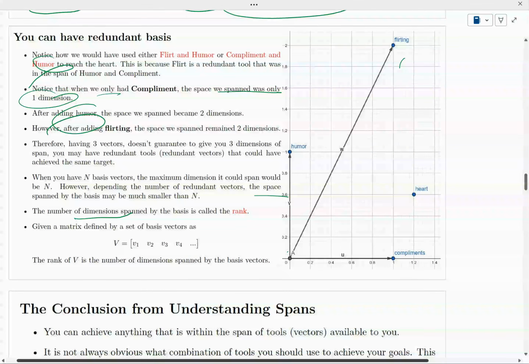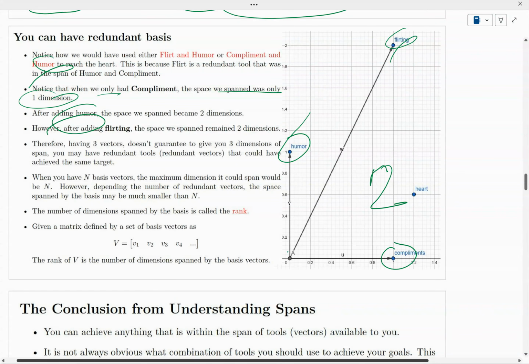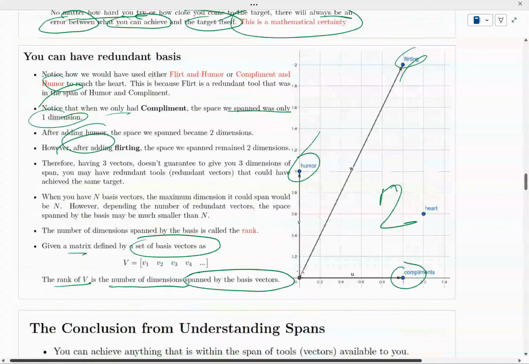The number of dimensions spanned by the bases is called the rank. So that's what the rank means. Right now, we have three basis vectors, but the rank is equal to 2. Okay? Given a matrix defined by a set of basis vectors, the rank of V is the number of dimensions spanned by the basis vectors. Okay? So this is it.